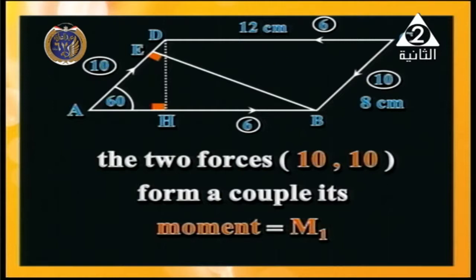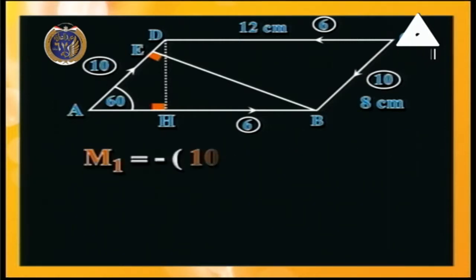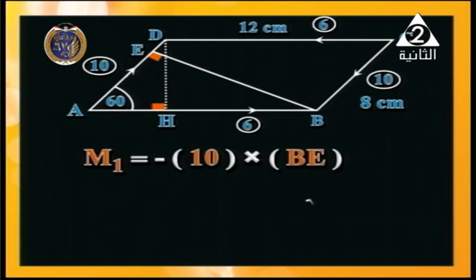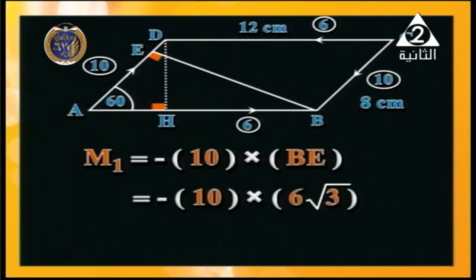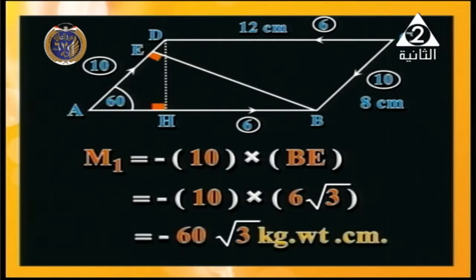Its moment is M1. What is its magnitude? Negative 10 times BE. Why negative? Because the direction of the couple is clockwise. It equals negative 10 times 6 root 3, which equals negative 60 root 3 kilogram weight centimeter. The unit of the couple, my dear student, equals the unit of the force times the unit of length, centimeter.